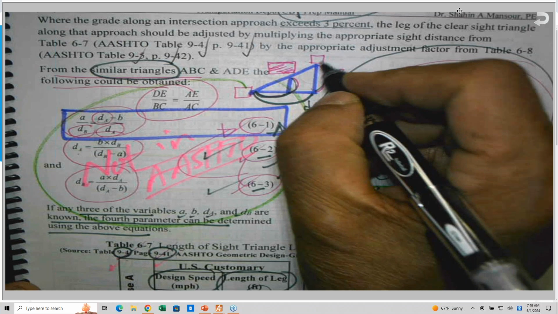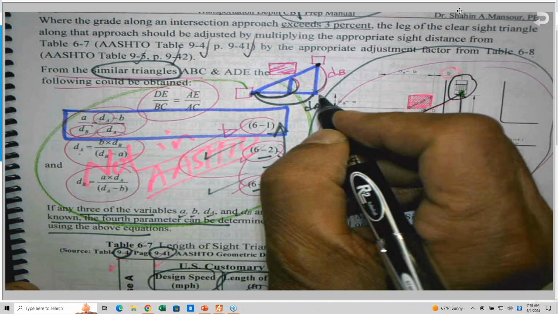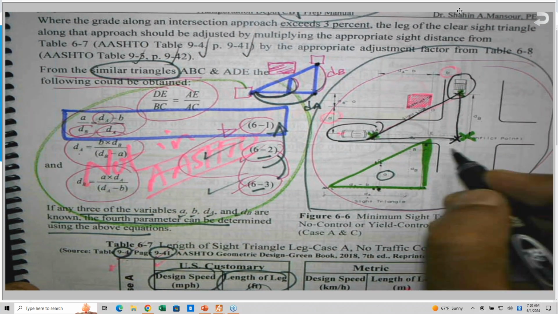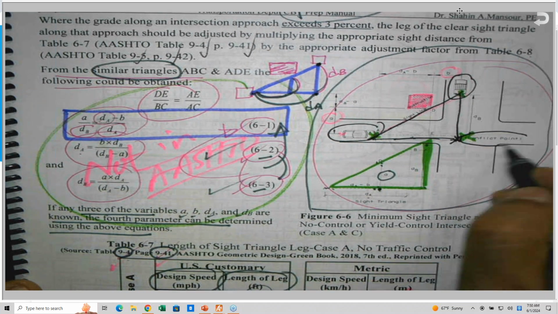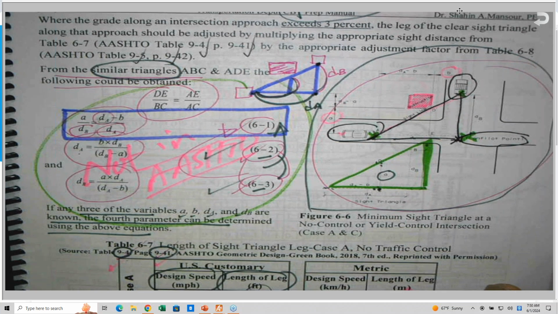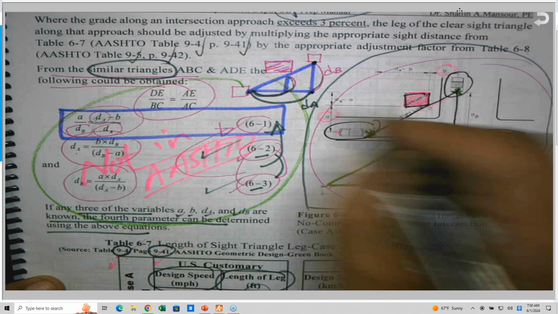So this is vehicle 1 or vehicle A, and this is vehicle B, and this is the point of the conflict here, where they are going to crash. They are going to hit each other here, which is a conflict point. Okay, they call it conflict point. Here it is. We need to know how to do this. And this is the object, which is this distance here.